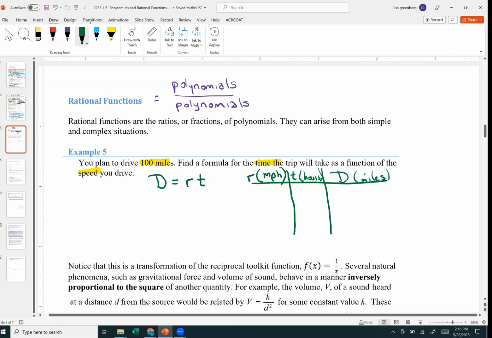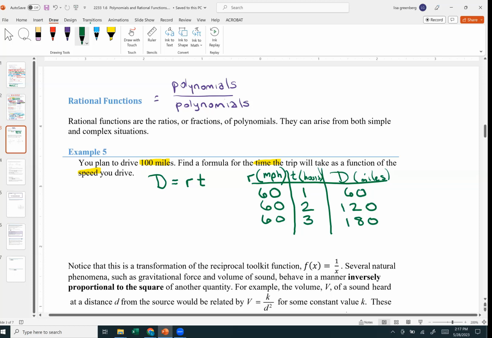So if I were to drive 60 miles per hour for 1 hour, we would go a distance of 60 miles. If I were to drive 60 miles an hour for 2 hours, I'm going to drive 120 miles. If I go 60 miles an hour for 3 hours, I'm going to go 180 miles. So you can see that distance equals rate times time. Now we want to solve this for time.